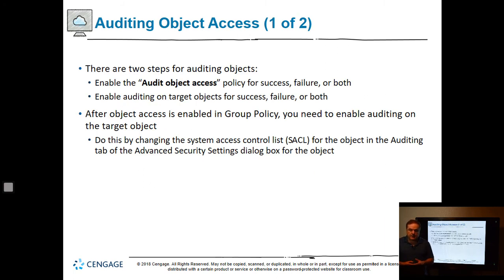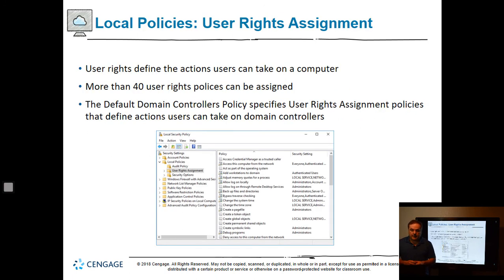So two steps for auditing objects. You've got to enable the audit object access policy for both success and failure. Either success, failure, or both. And then you need to enable auditing on the target object as well. So you have to right-click on the folder or the drive and then go and turn auditing on there. So once it's enabled in group policy and the target object, then it'll go ahead and start auditing that information.